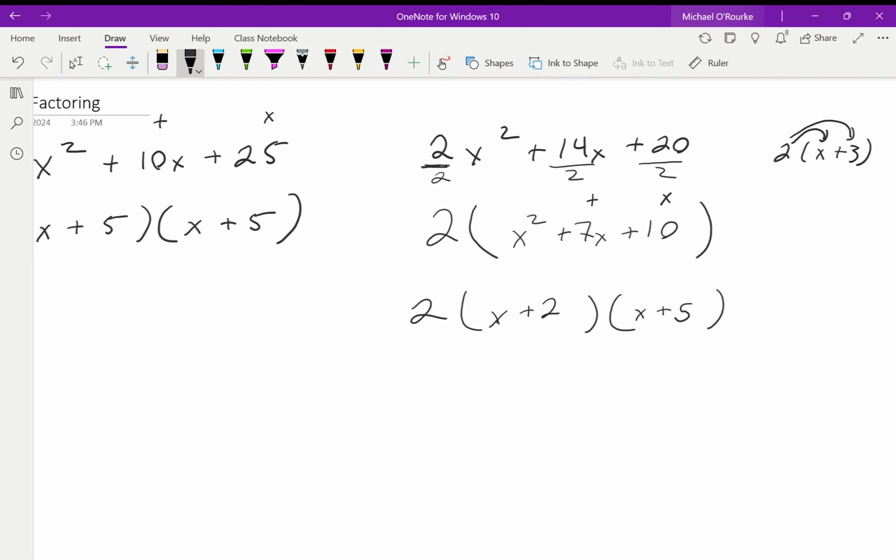So for common factoring, for today, we're always going to divide everything else by that number right there. Okay?